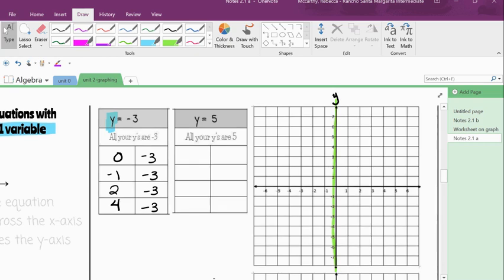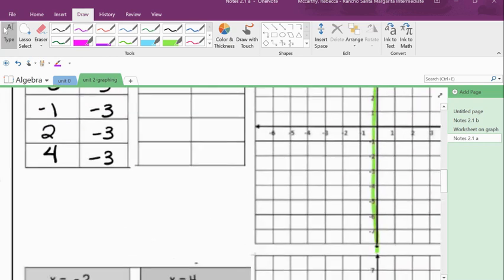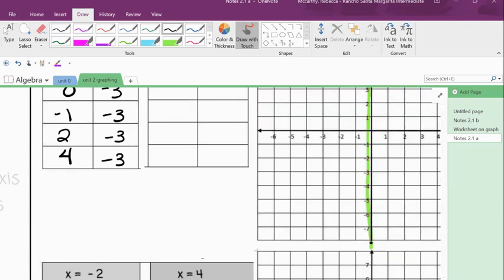Now I'm going to plot them. 0, negative 3. Oh, goodness. 0, negative 3. Come on. Aren't you grabbing? Or did you die? There he is. 0, negative 3. And he doesn't want to work. You're weird. I'll use my finger.